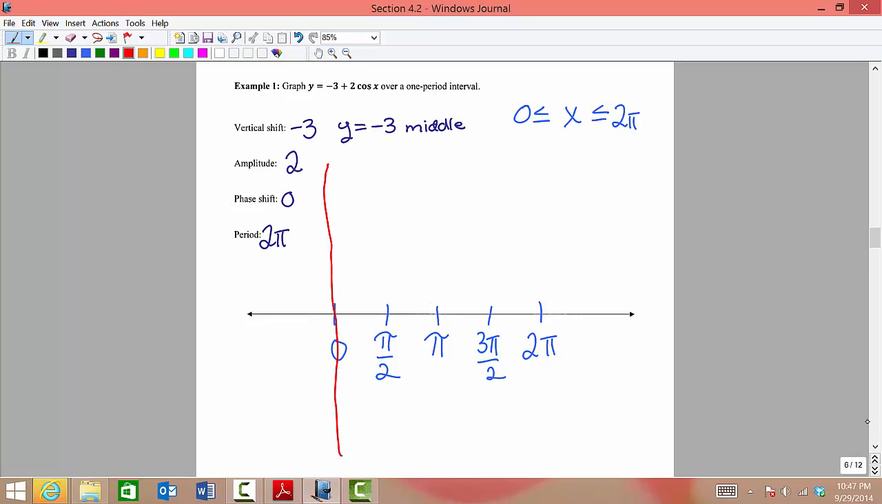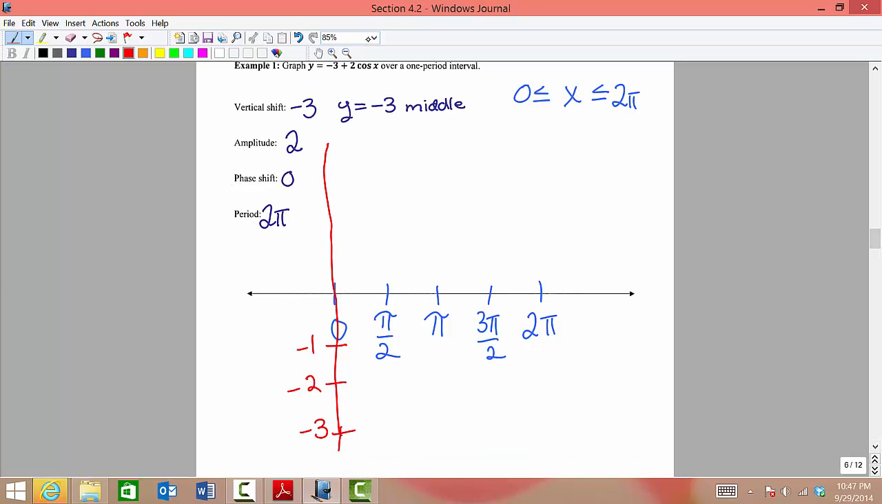Now the middle of our graph has been shifted down to minus 3. So let's put that new middle in. So we're down at negative 3 for the new middle of our graph. I'm going to put a dotted horizontal line here to remind us that y equals negative 3 is the new middle of the graph. So we've taken care of the x values, we've taken care of the middle.